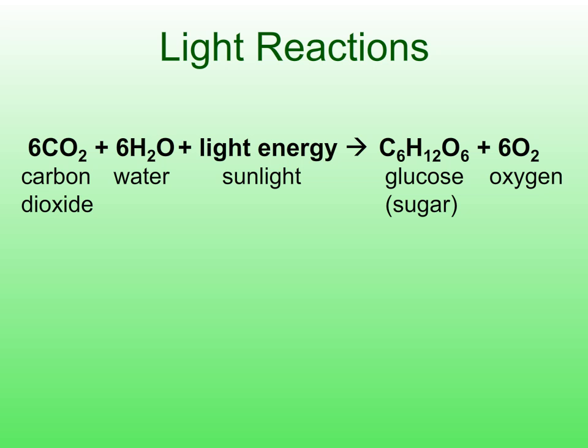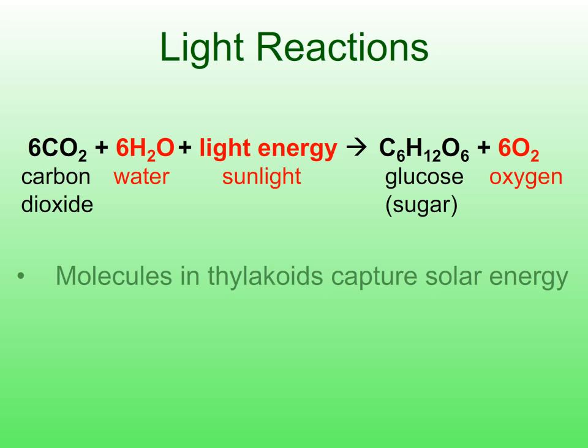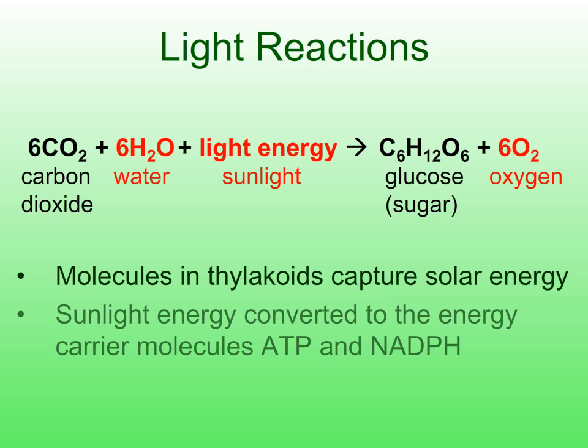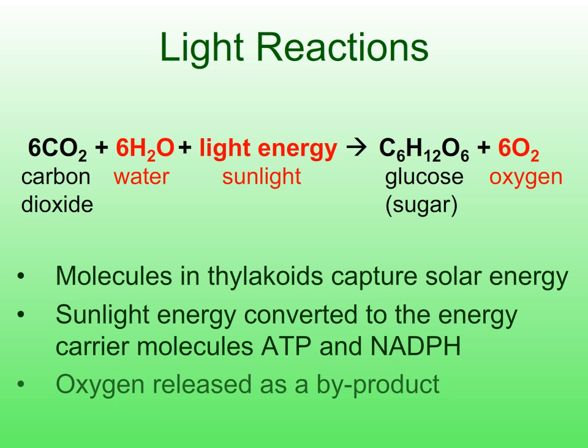In the light reactions, we are concerned with certain reactants and products of the photosynthetic equation. Water and light energy are on the reactant side. Oxygen is on the product side. Because pigment molecules in the thylakoid membrane capture light energy and convert it into chemical energy. Specifically, the molecules ATP and NADPH are created. Then water is hydrolyzed to re-energize the system and oxygen is created.